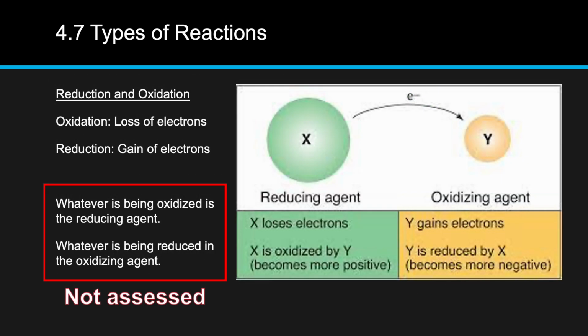So in a redox reaction, whatever is losing electrons is being oxidized and whatever is gaining electrons is being reduced. And you might hear me call whatever is being oxidized the reducing agent and whatever is being reduced the oxidizing agent. That's honestly just slipping my mind when I'm talking about redox reactions. That is not actually assessed on the AP exam, but I wanted to give you that information just in case I said it and you had no idea what I was talking about. So most important thing, whatever is being reduced is gaining electrons and whatever is being oxidized is losing electrons.